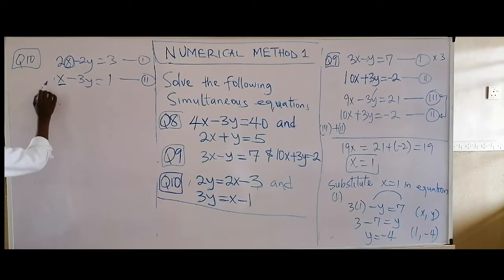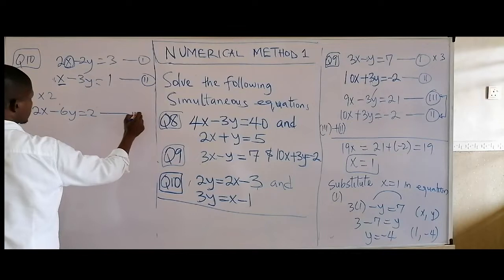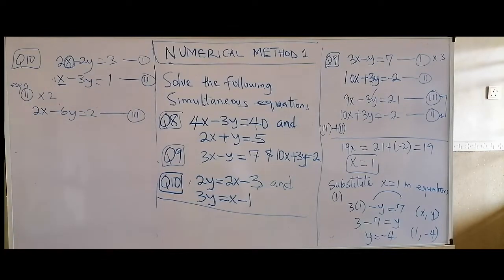So what can we do? Let's try to make this one also 2. So equation 2 times what? Times 2. Equation 2 times 2, and that will be 2x minus 6y equal to 2. Call this equation 3. So that's what we have there.